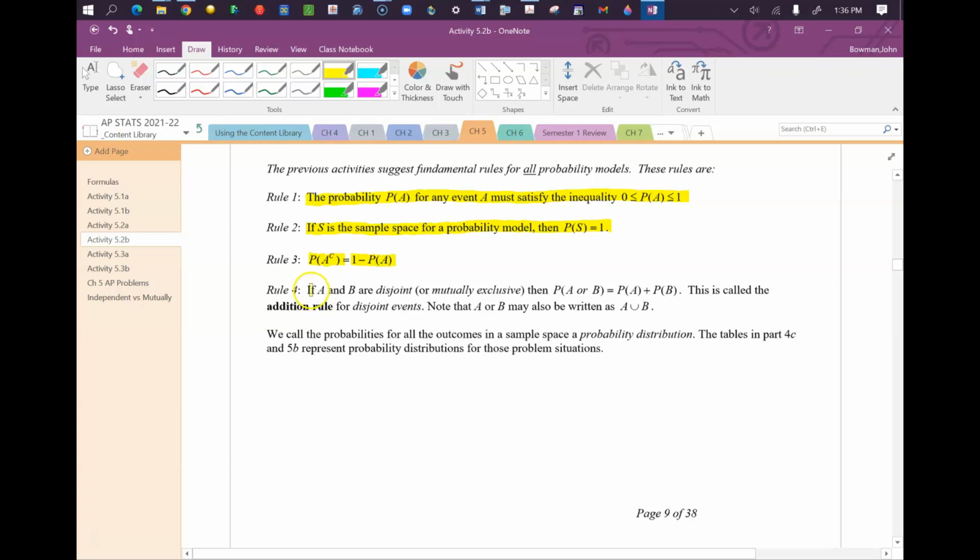Furthermore, if we have two events that are disjoint, mutually exclusive, meaning A and B is equal to 0, we can say the probability of A or B is equal to the probability of A plus the probability of B. It's called the addition rule for disjoint events. It's based on the general addition rule.